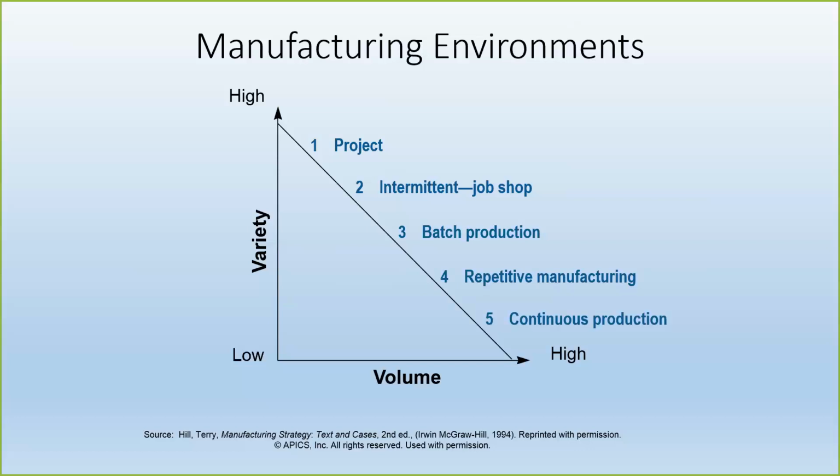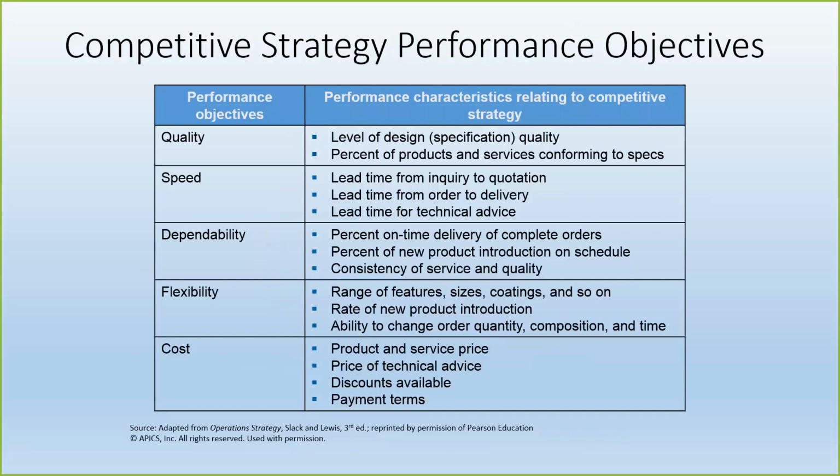So let's just take a moment and talk about the competitive strategy performance objectives that we could compete on. So first of all, let's go through this slide here point by point. When it comes to quality, how we compete and the characteristics that we may relate to our competitive strategy. When it's quality, it could be the level of design or the specification quality that we have when we're competing on that. Or it could be the percent of products or services that conform to those specifications. And that could be something that we compete on.